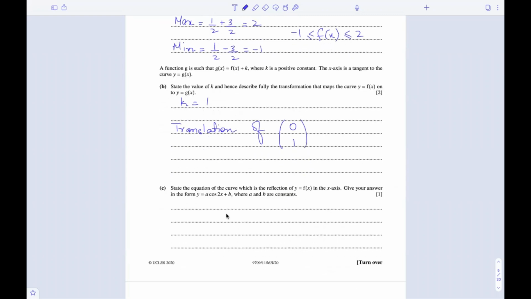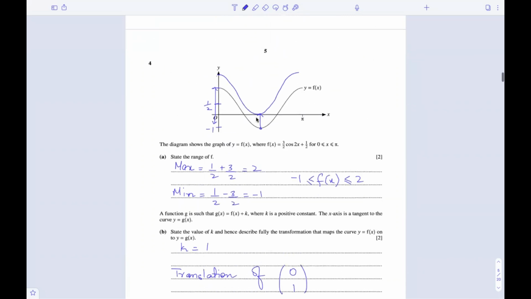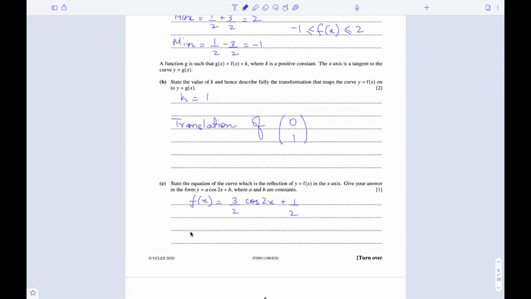In part C, we have to state the equation of a curve which is the reflection of y is equal to f of x in the x-axis. Now we know that f of x is equal to 3 upon 2 cos 2x plus half. When it is a reflection in the x-axis, the whole function is multiplied by -1, as the part below the x-axis is reflected upwards and the part above the x-axis is reflected downwards. We multiply the whole equation by -1, and the equation would be written as -3 upon 2 cos 2x minus 1 upon 2.